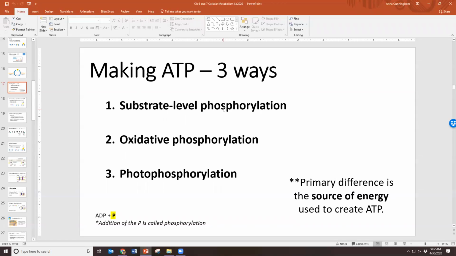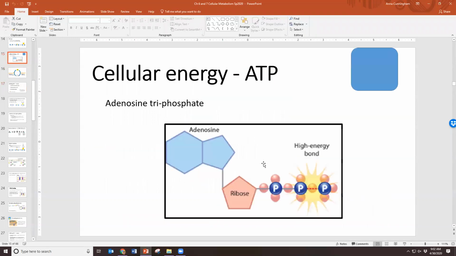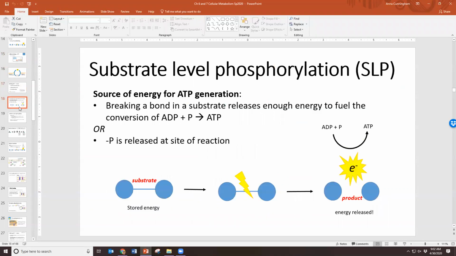When it comes to phosphorylating ADP into ATP, we have, like I said, 3 methods, and the difference between all 3 is really just where the energy is coming from to form this high energy bond right here. So where are we getting that energy? We talked about the first method, substrate level phosphorylation, which is when we have some compound with a bond in it.